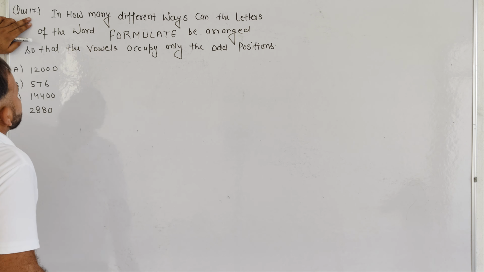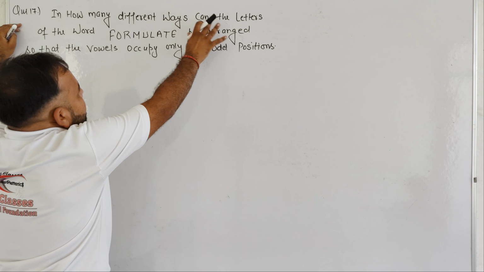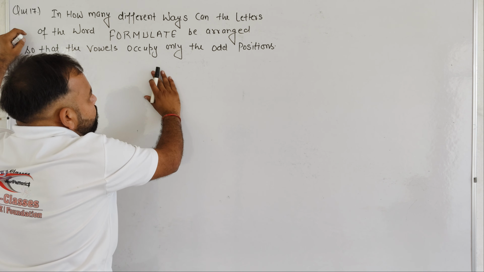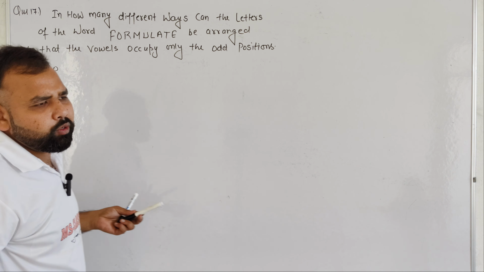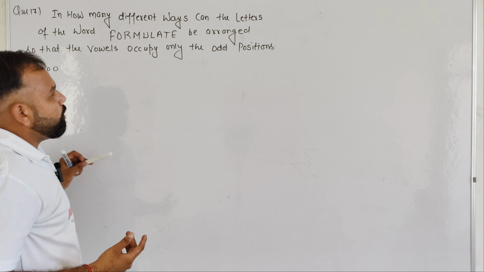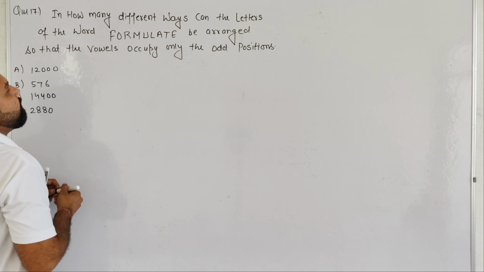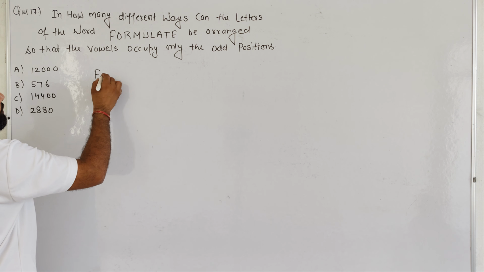so our next question, question number 17 is: in how many different ways can the letters of the word formulate be arranged so that vowels occupy only the odd positions? So student, this question is all about permutation and combination. You know very well how we can arrange the letters of the word.